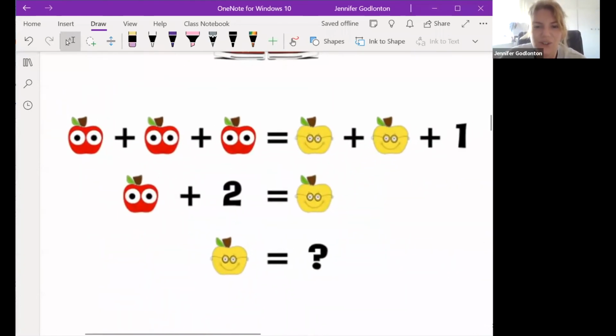I'm wanting to know what my yellow apple is. If you would like confirmation of your answer, you're welcome to send me a direct message before you answer verbally, if you want to just double check yourself. So I want to know what my yellow apple is.